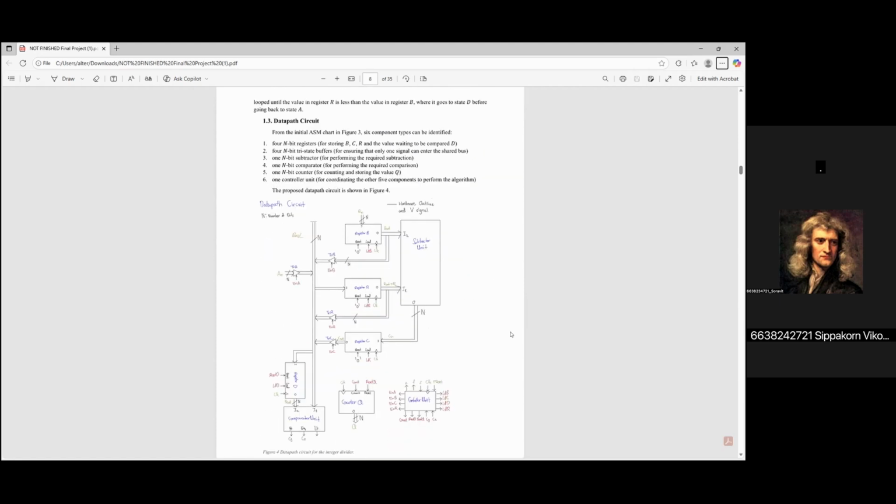For the data path circuit, the design consists of six main component types. The first one is four n-bit registers for B, C, R, and D, and another four n-bit tri-state buffers, one subtractor, one comparator, one counter for Q, and one controller unit. These components form our data path circuit as follows.